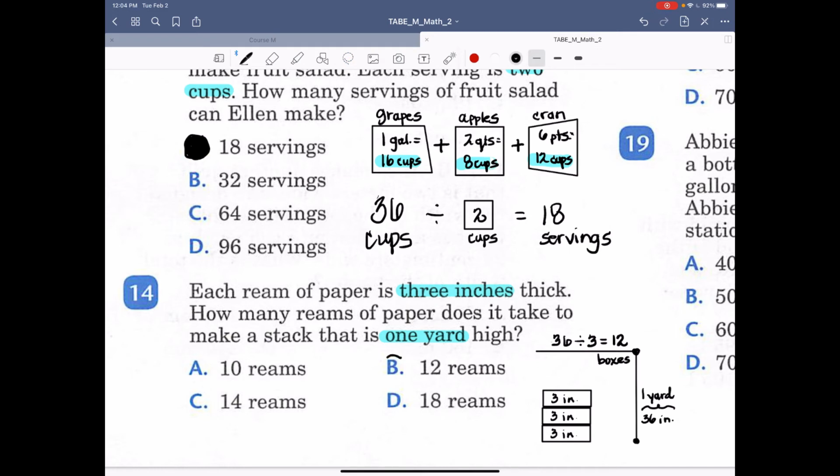12 reams, and I should have said reams, not boxes. I don't know where I got boxes. I just make stuff up. It's not boxes, it's reams. Okay. So number 14 is B.